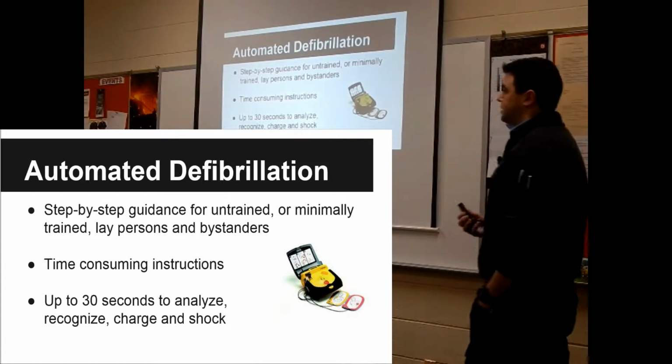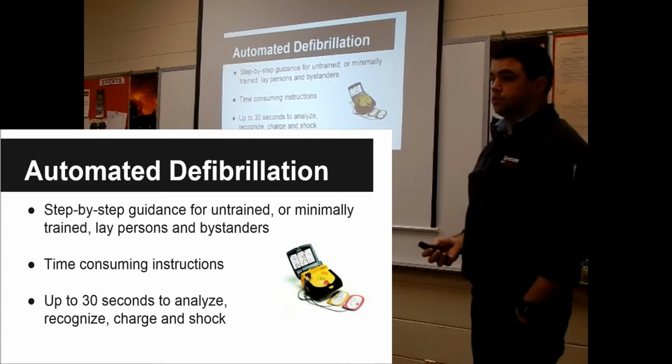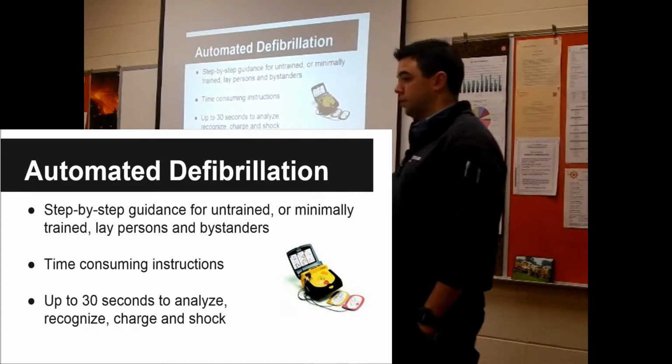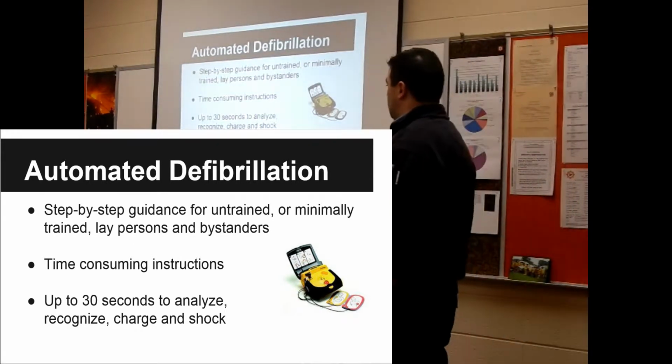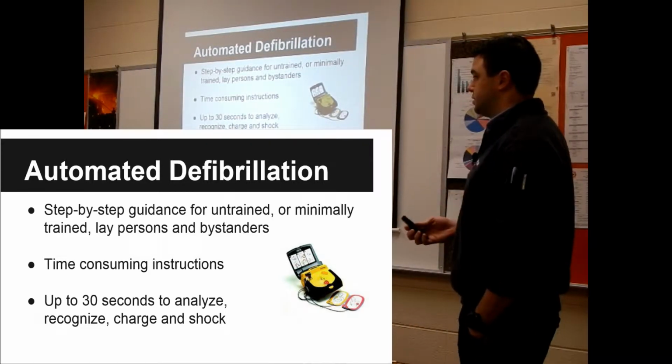Automatic defib, it's step-by-step, it's time-consuming. It's just for the lay person or the minimally trained person. It's for that person that took a CPR AED class 1 year and 11 months ago, that they're kind of familiar with it, but it's going to walk them through every step. A lot of times we're 2 or 3 steps ahead of the machine, so then we're just waiting for it to have the prompts. It takes up to 30 seconds to analyze.